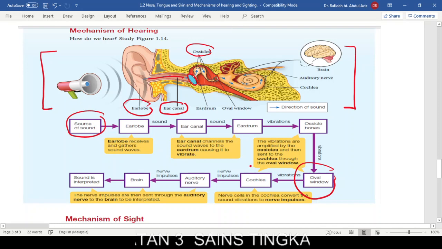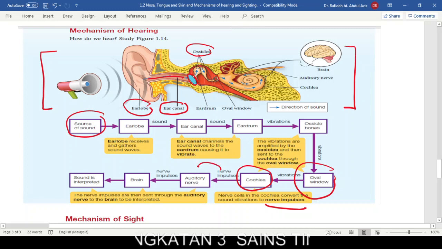And then at the cochlea, it will change to nerve impulses by the nerve cells inside the cochlea. So when the cochlea, which consists of nerve cells, receives the amplified sound wave from the ossicles through the oval window, it will change the information into the form of nerve impulses.